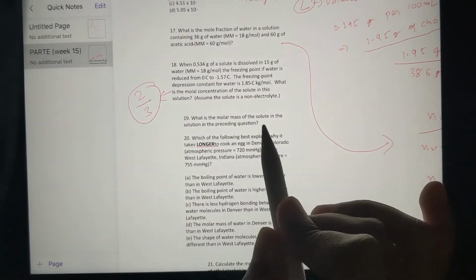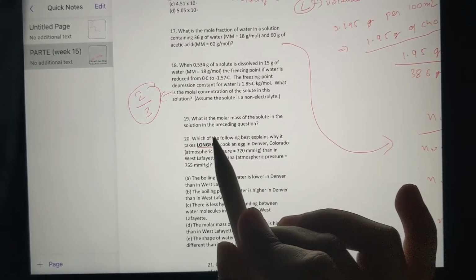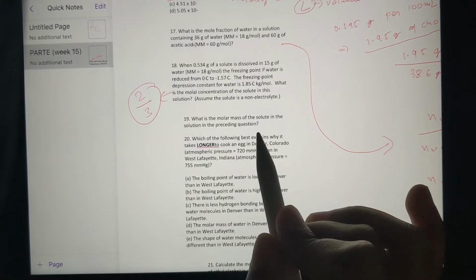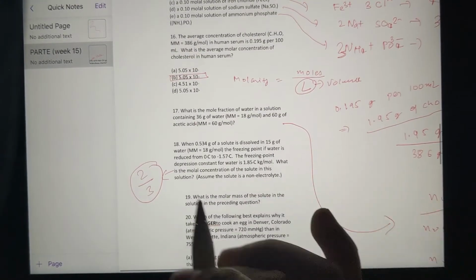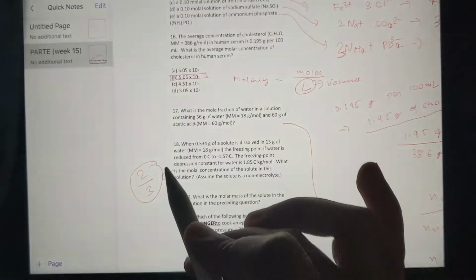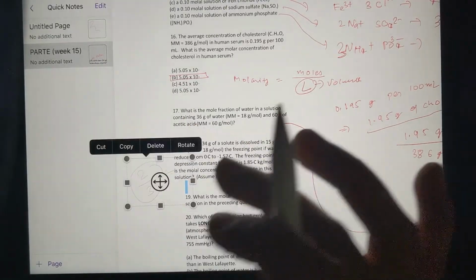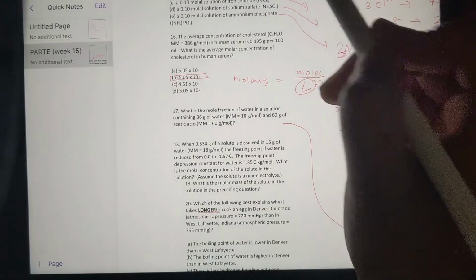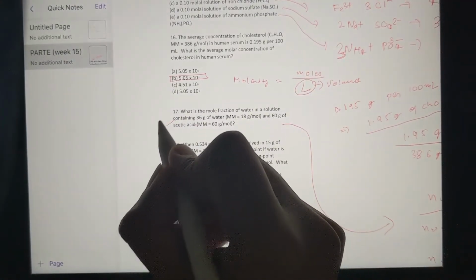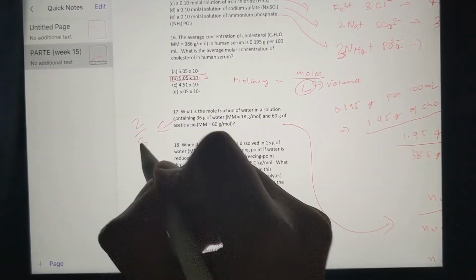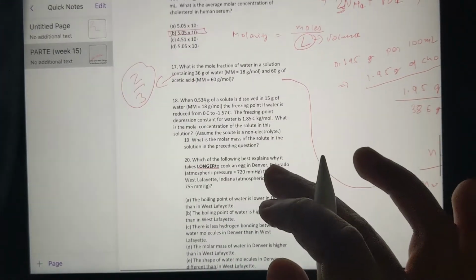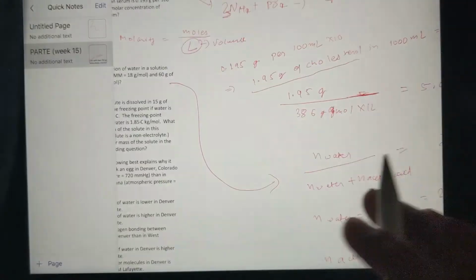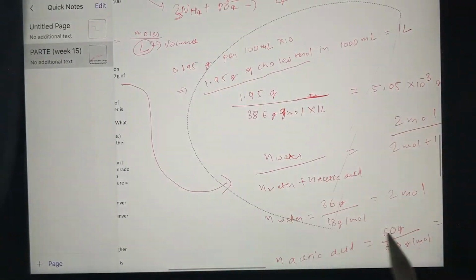Next question is, what is the molar mass of solute in the solution... not this one, I jumped one question. So for 17 the answer is 2 by 3. So 18 is a lengthy question, so to do that, let's erase all these.